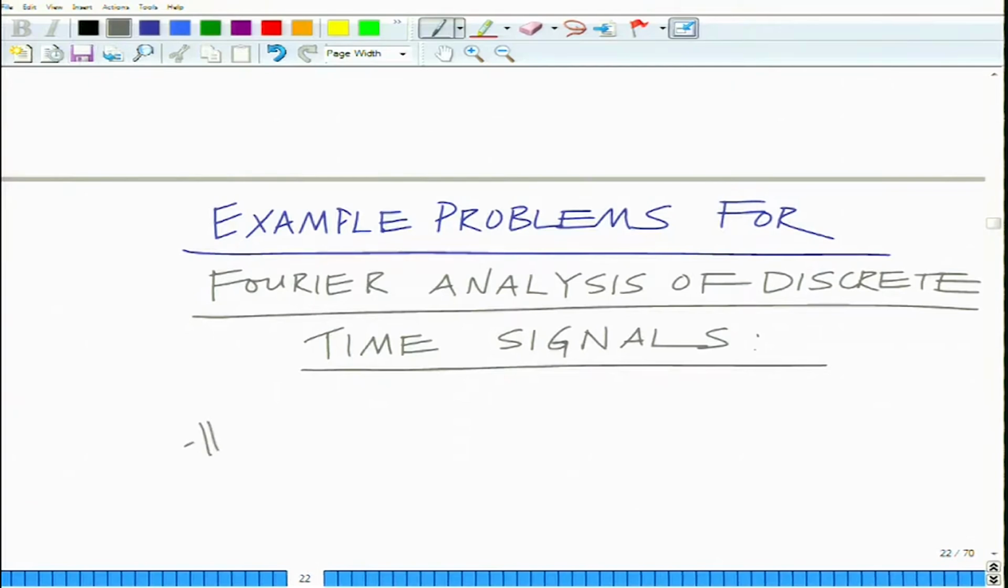Let us start with the first problem first. Similar to our discussion here, we are going to start with the discrete Fourier series, proceed to the discrete time Fourier transform, and then ultimately the discrete Fourier transform, just the way we have covered this in the various modules.